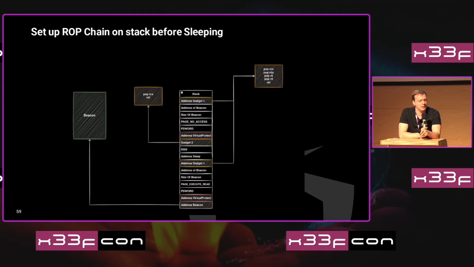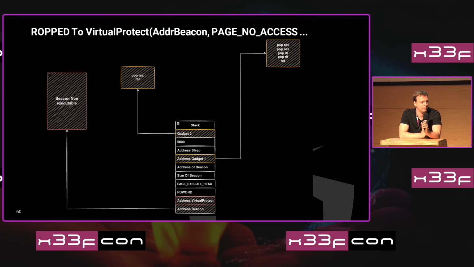And the core idea here is that before we go to sleep, we set up the stack as follows. The first return address on the stack points to a gadget which sets up the registers, or which pops the other values on the stack in a certain way, and in such a way that on the next return, when VirtualProtect happens, the page of the beacon is not marked as executable anymore. So upon the next return, our beacon looks like this.